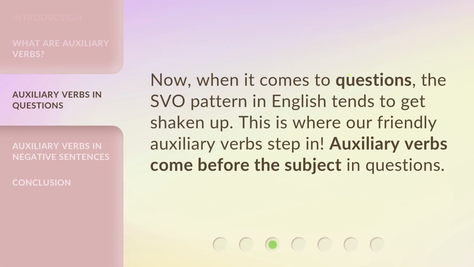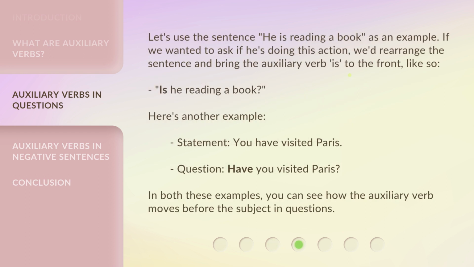Now, when it comes to questions, the SVO pattern in English tends to get shaken up. This is where our friendly auxiliary verbs step in. Auxiliary verbs come before the subject in questions. Let's use the sentence, "He is reading a book," as an example.